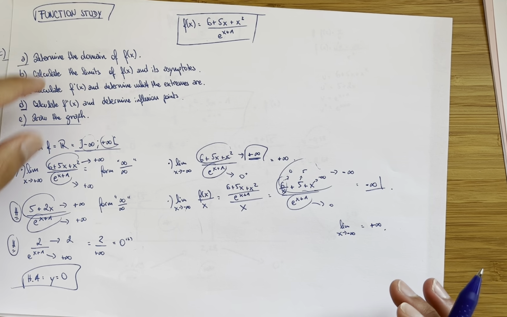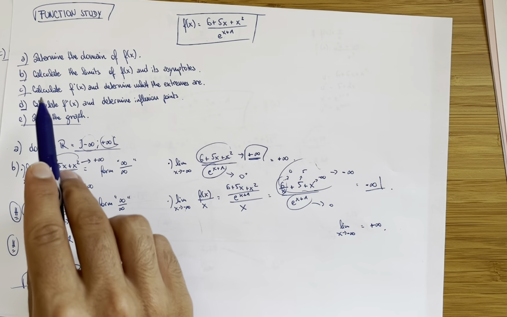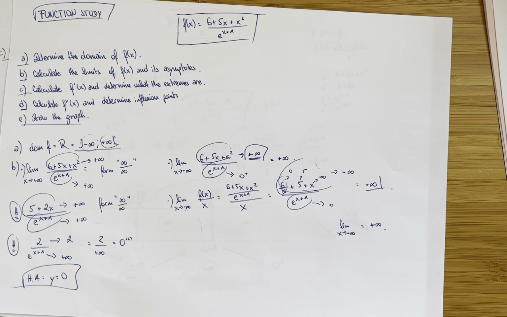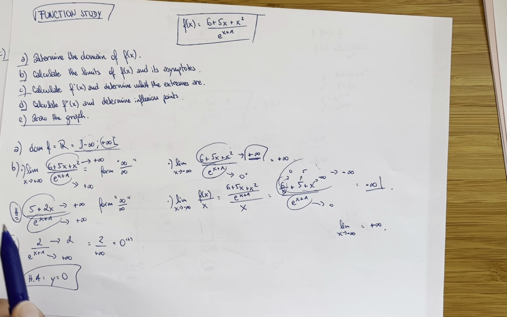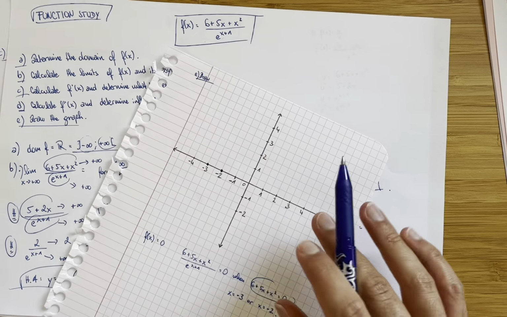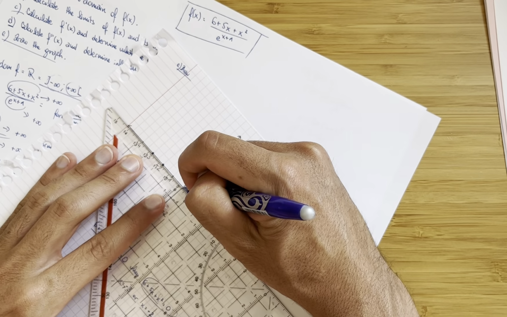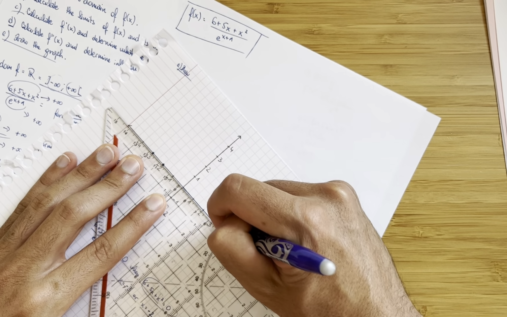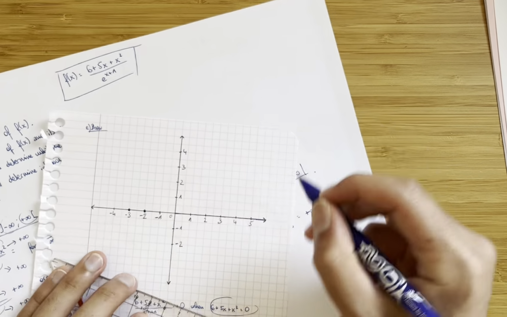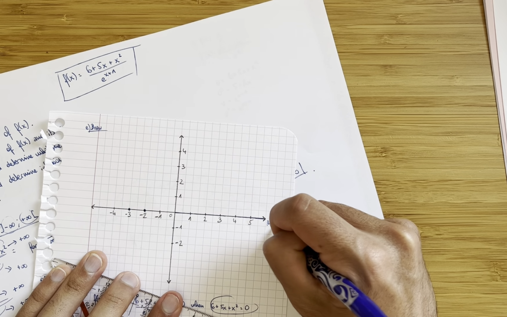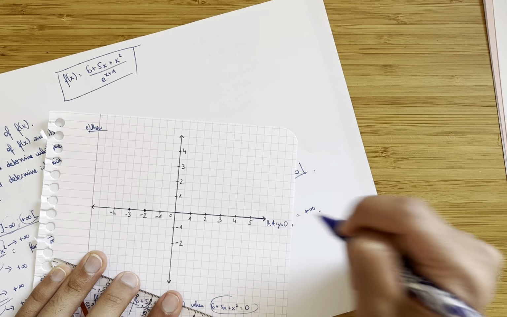So let's go back to the first part of our exercise when we found out the limits and its asymptotes. We found out that there is a horizontal asymptote of y equals 0 when x goes to plus infinity. So let's draw this into our graph. Let's write down horizontal asymptote of y equals 0.